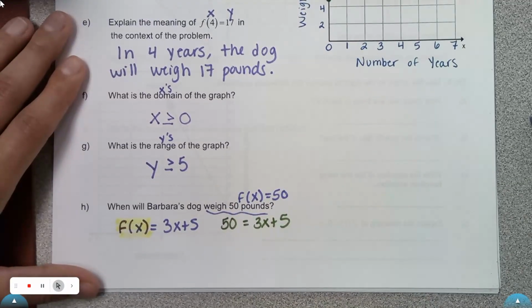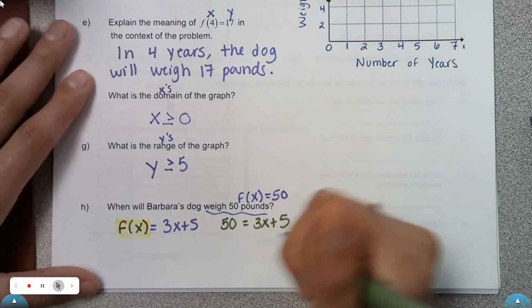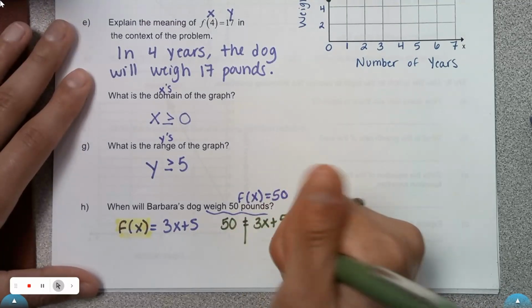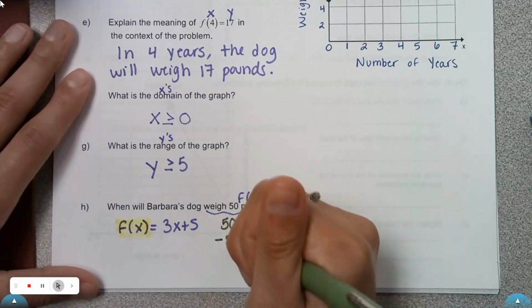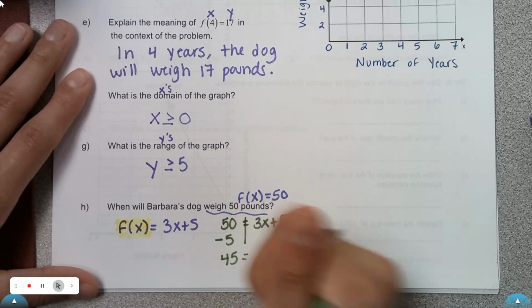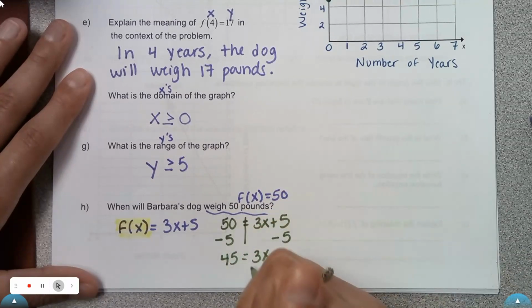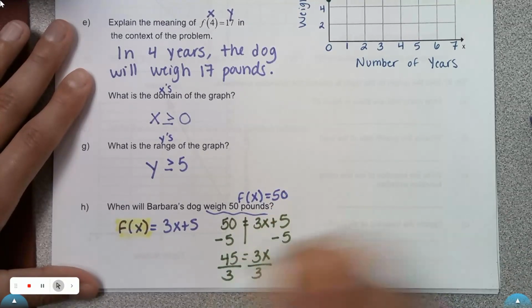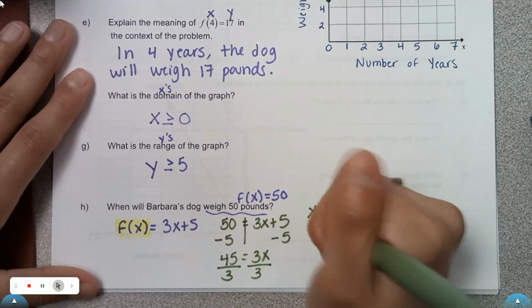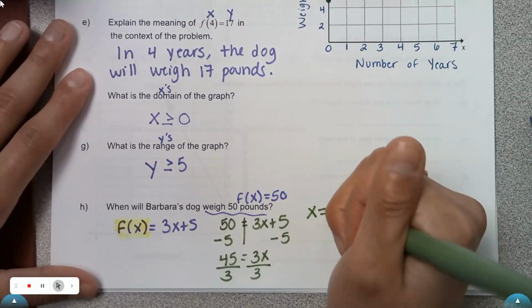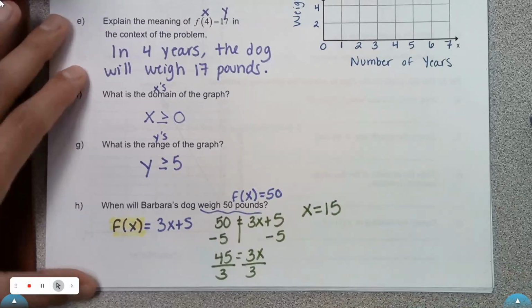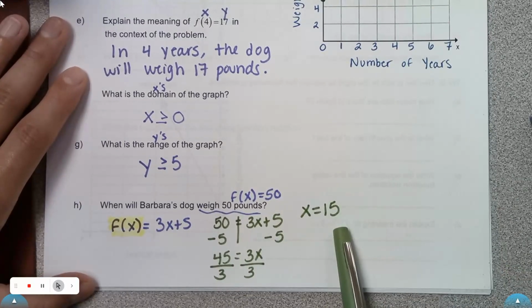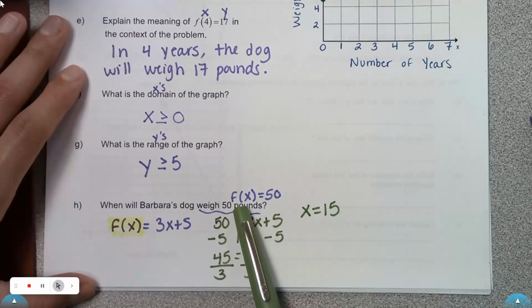So I'm solving for the years. I'm solving for x. So this is a two-step equation. Okay, subtract the 5, 45, and then I'll divide by 3. So then x equals 45 divided by 3, I get 15. So in 15 years, the dog is going to weigh 50 pounds.